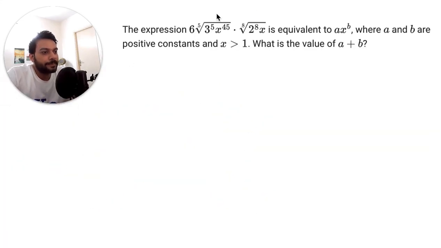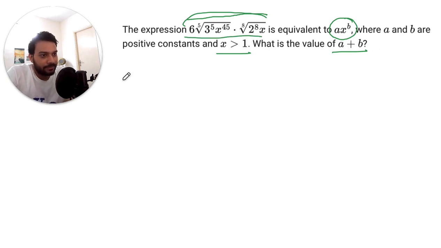The expression, and then there's a weird looking expression, is equivalent to ax raised to power b, where a and b are positive constants and x is greater than 1. What is the value of a plus b? So this expression needs to be simplified into this form, a times x raised to power b, and then we need to find the values of a and b and add them. Okay, let's try to simplify it.